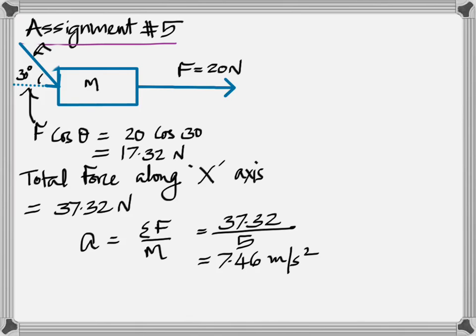In this case, you take the component F cos theta, which is going to be 17.32, and then add it to 20 newtons, so the total is 37.32. And then acceleration is the net force divided by the mass. It gives you 7.46.